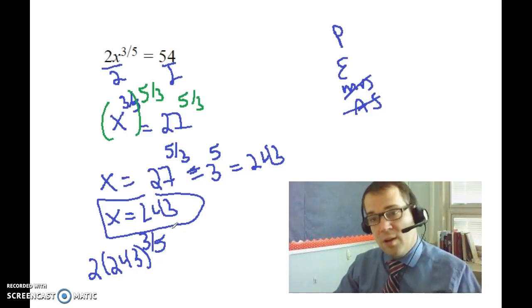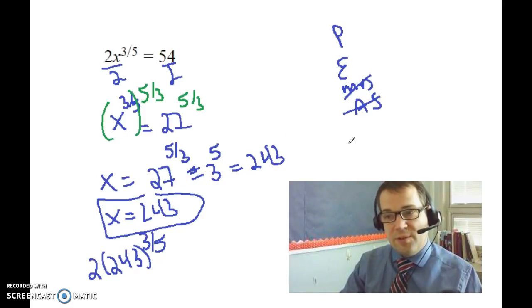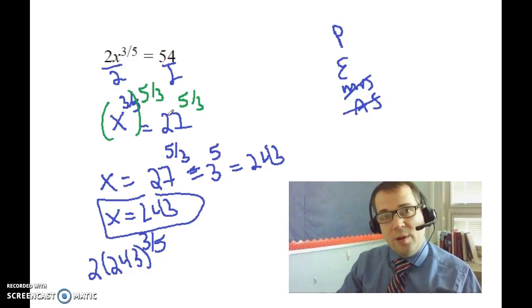So this answer does work, and it's just a matter of using PEMDAS in reverse and understanding that one way to get rid of an exponent is to use the reciprocal exponent. So you always keep this in mind, going backwards, one step at a time.